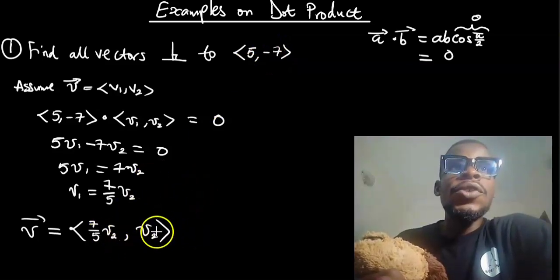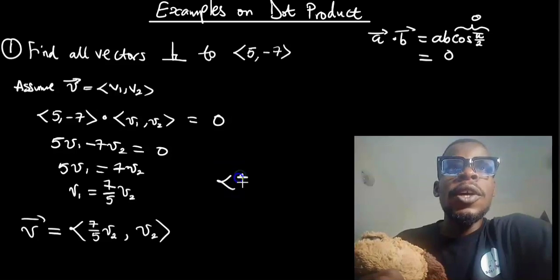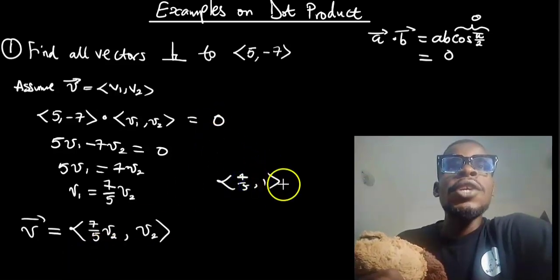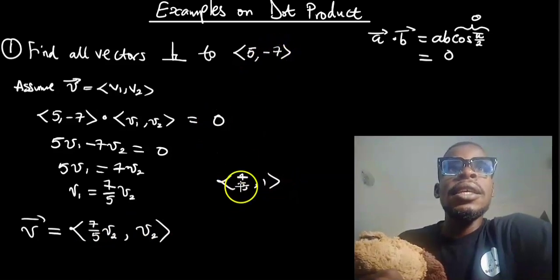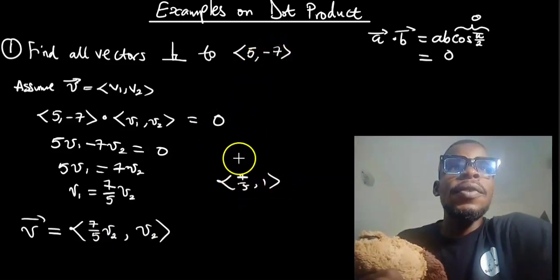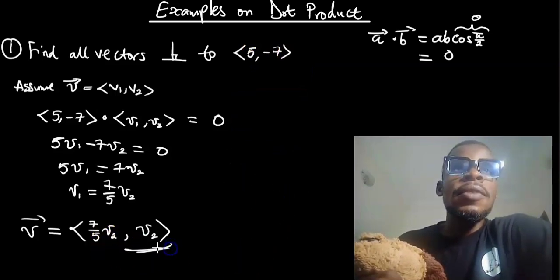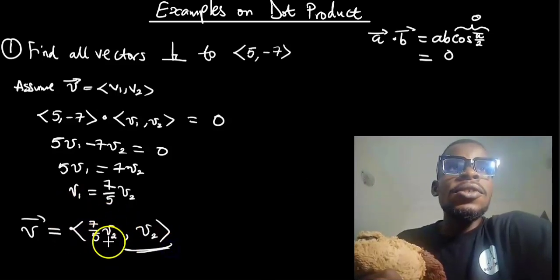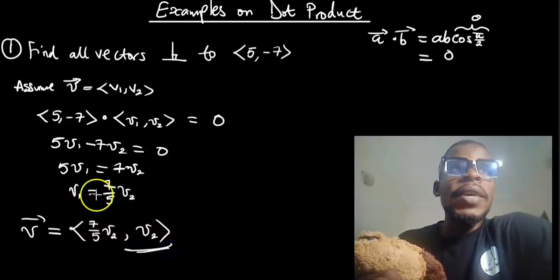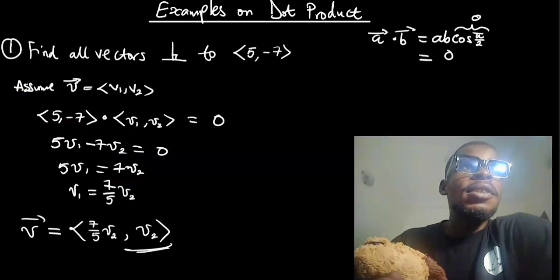How do you see this? Well, let's think about v2 as 1. If v2 is 1, then the vector we will consider will be 7 over 5, 1. If we dot this with the given vector, easily observe that 7 over 5 times 5 is 7, then 1 times -7 is just -7, and if you add those together, you get 0. So this is indeed a perpendicular vector. It's not just one vector, there are infinitely many vectors, as many as the numbers are.